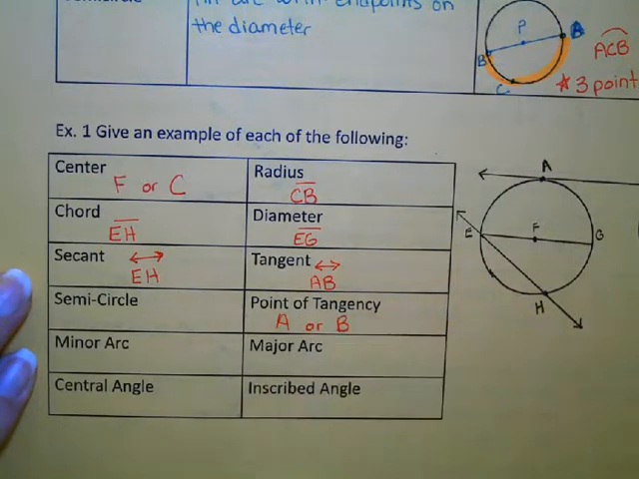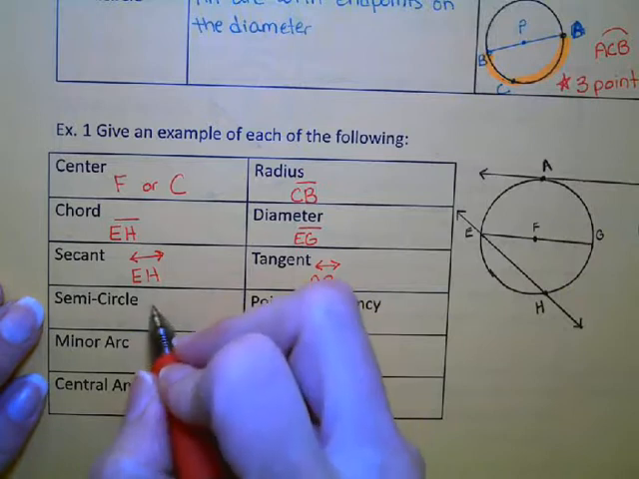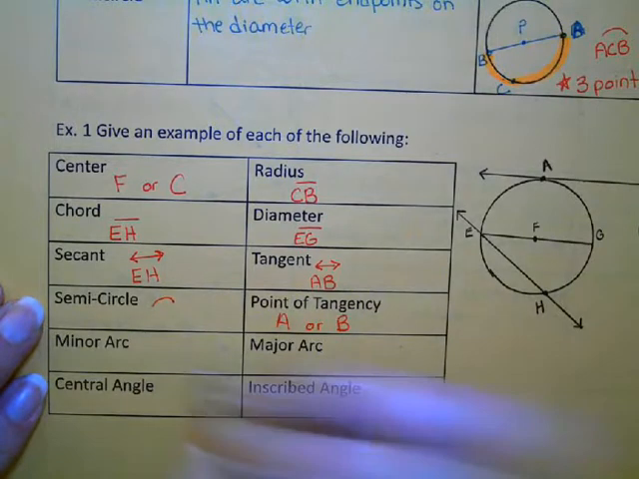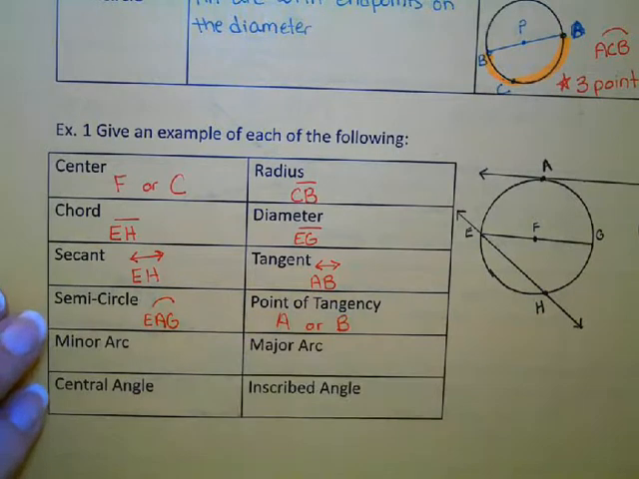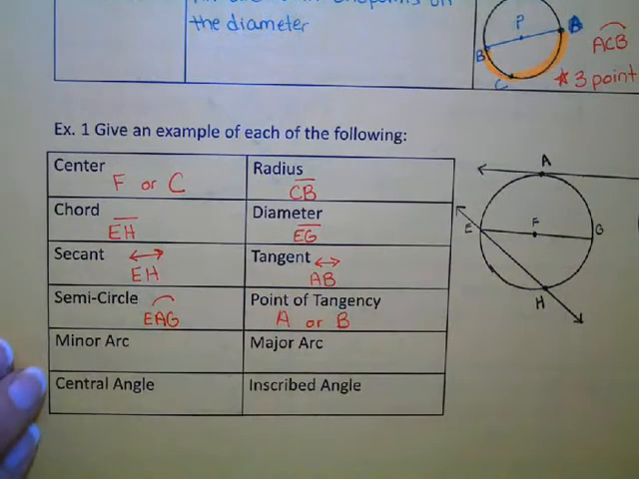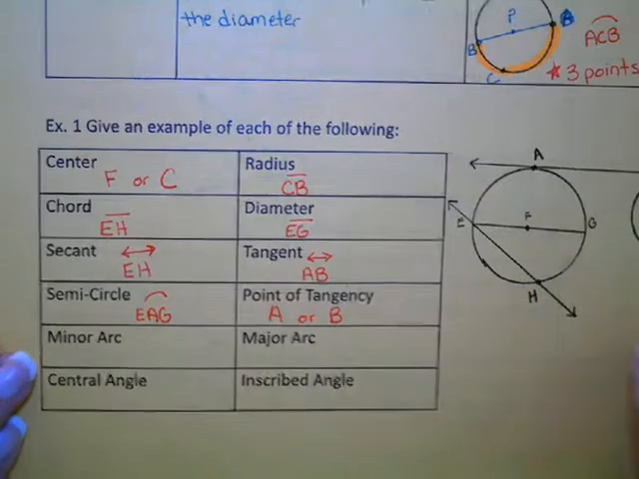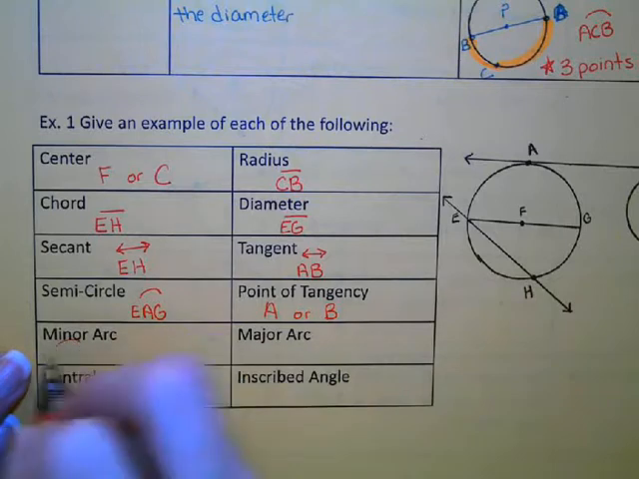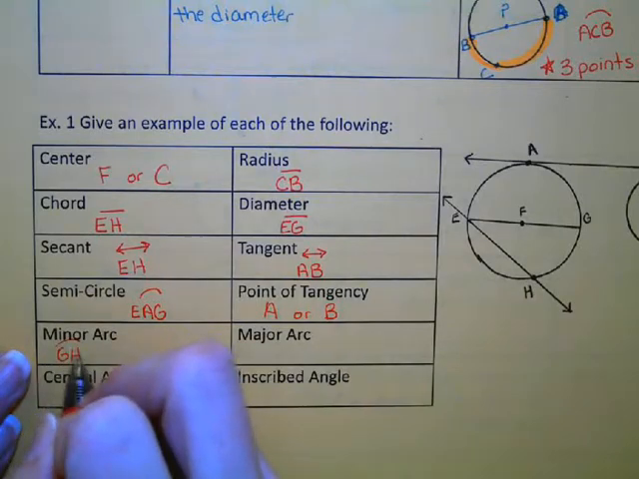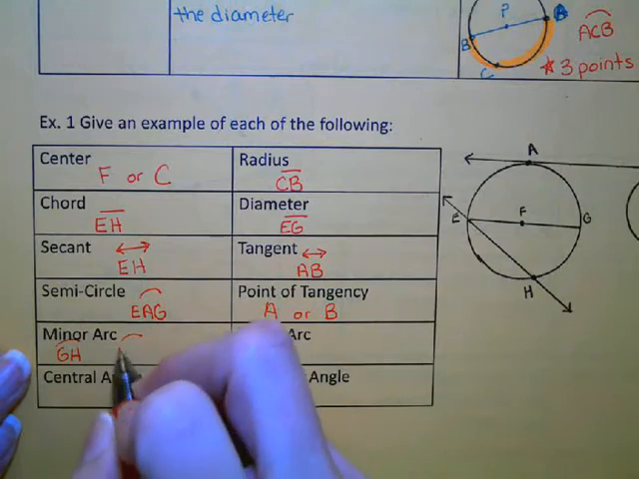Semicircle is an arc that has 3 letters that makes it halfway around, so I could say like arc EAG is one example, or EHG. A minor arc is something that's less than half the circle, so if I want to just look at this one, you could say like arc GH. A minor arc is 2 letters. You could do like arc BD. Anything that's less than half the circle.